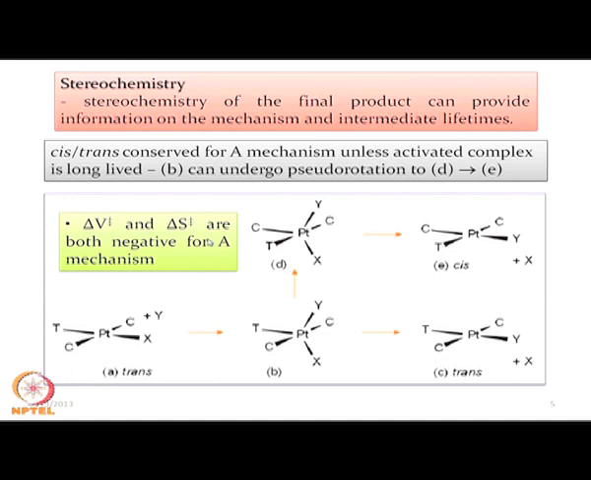So, in this particular case, we can also measure the corresponding volume of activation and entropy of activation for changing from the square planar geometry to trigonal bipyramidal geometry. Both of them are negative, which is again supporting the associative mechanism. That means, this mechanism is typically associative in nature, not dissociative.